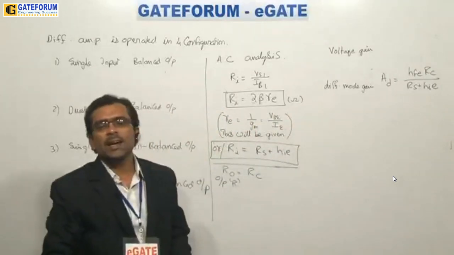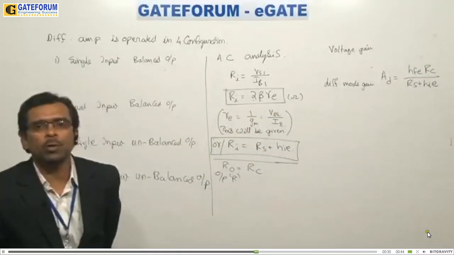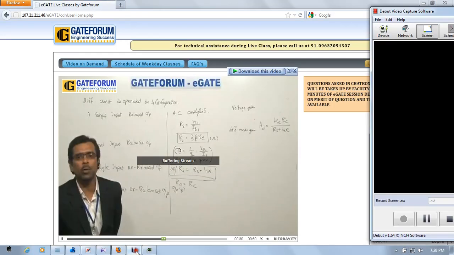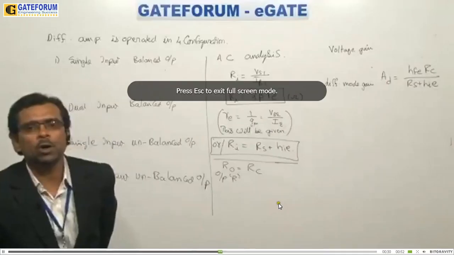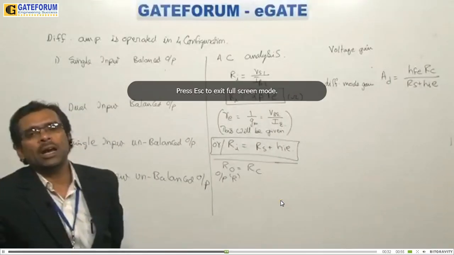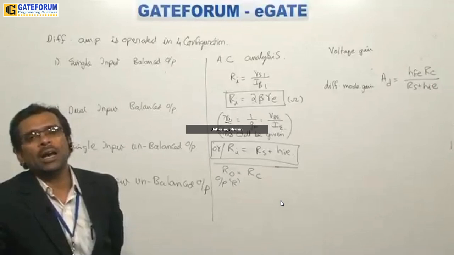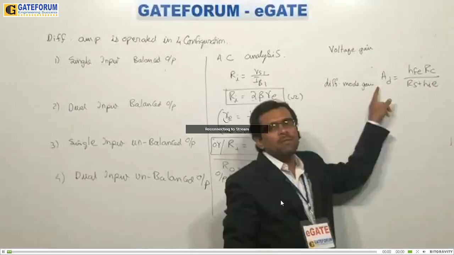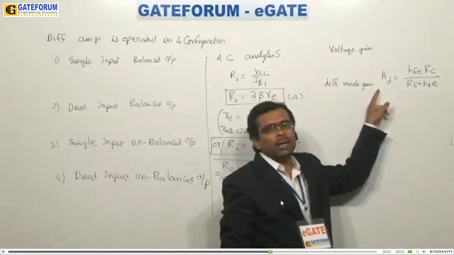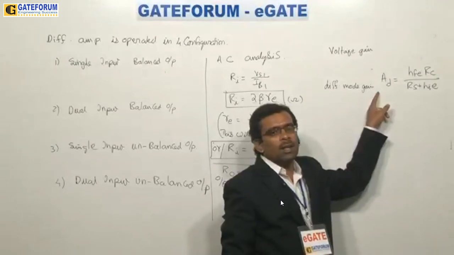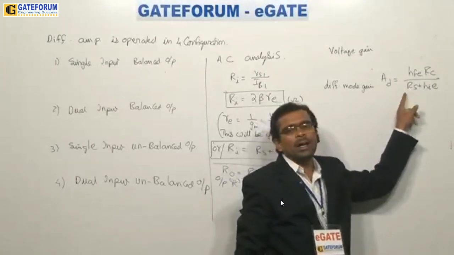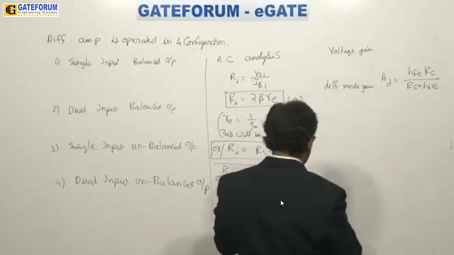So how do you get this AD? It is very simple. V output by VI. V output is what? The difference mode gain, what we get. Ri is now nothing but Rs plus HIE. This is what you get.